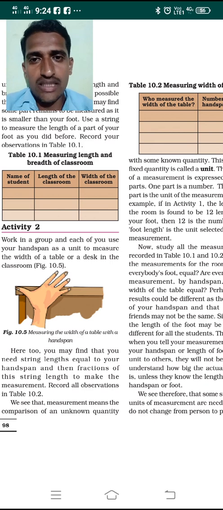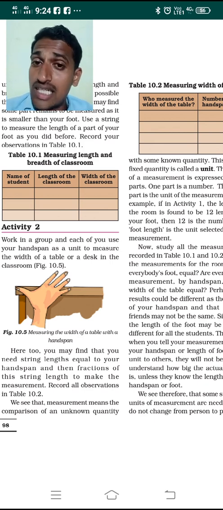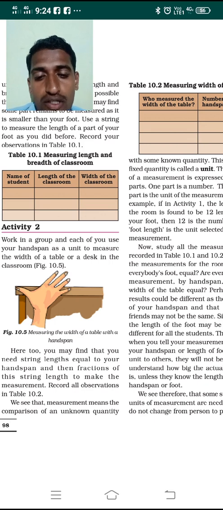So what is the length of your hand span? That much only you have to take. Okay, the string length. Then you can measure it easily. So now record your observation.